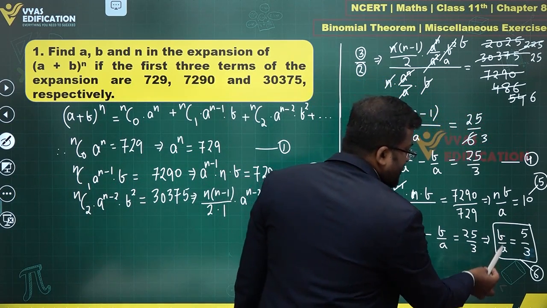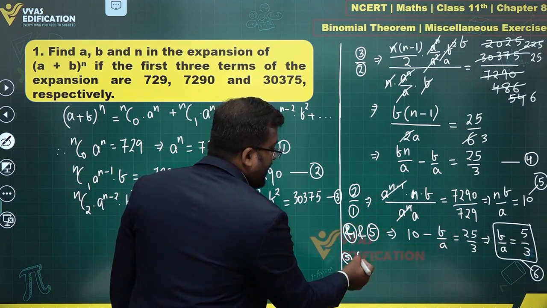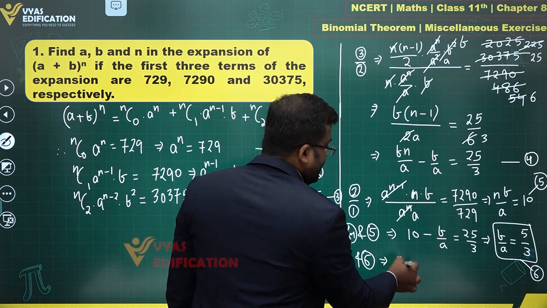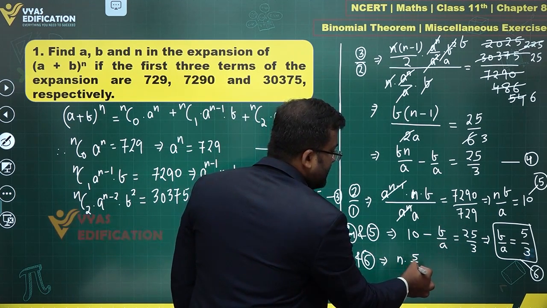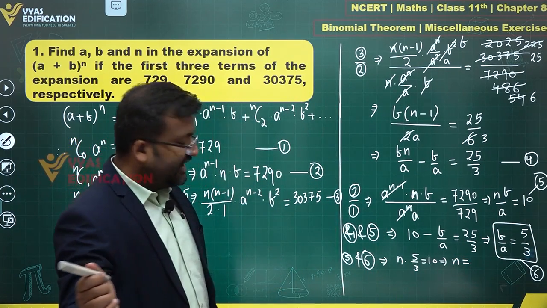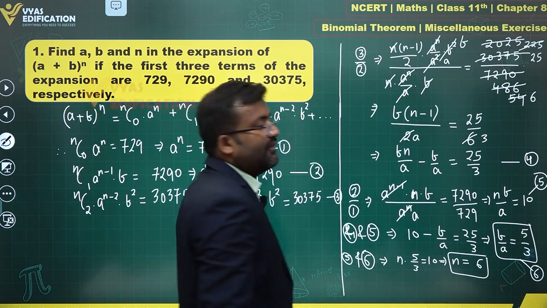You observe this is B upon A. This is also B upon A. And using 5 and 6, n will be equal to n times B by A is 10, B by A is 5 by 3, which gives me n equals 30 by 5, which is 6. This is what you get. You get the value of n from here.